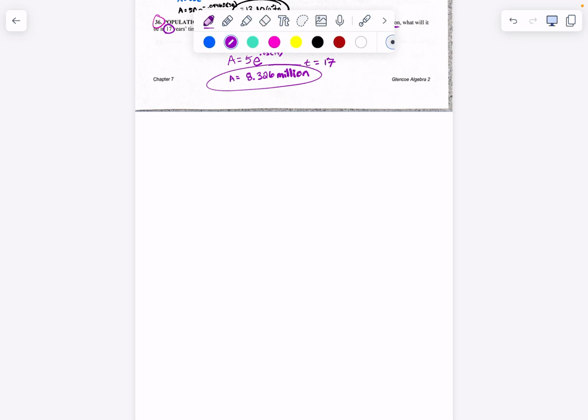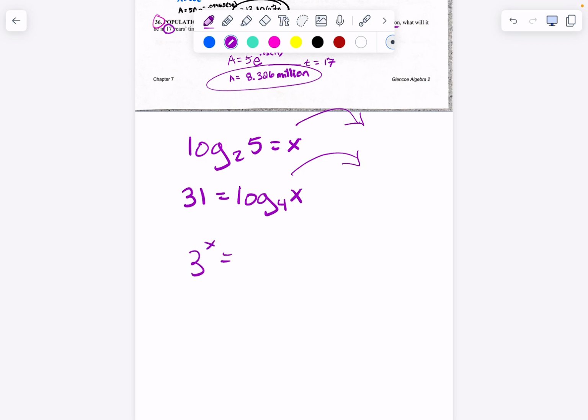All right, I'm going to start off with some easy stuff. Log 5. Change it over. Okay, switch these to the other form. Log base 2. Okay, switch them to the other form. Go do that really fast.